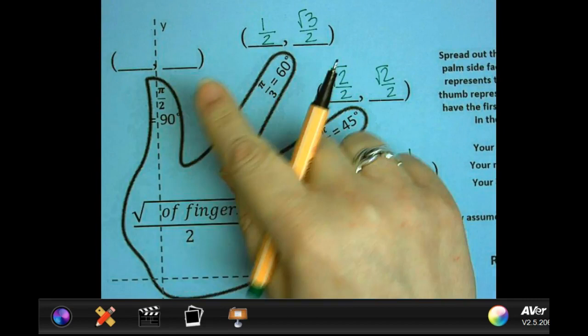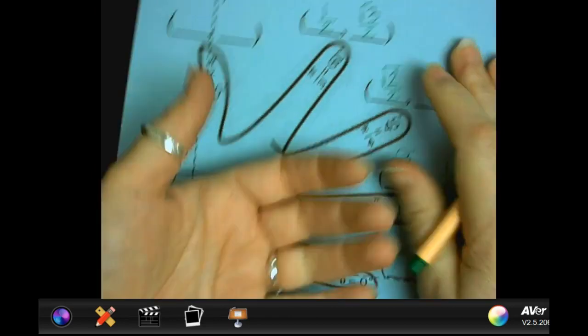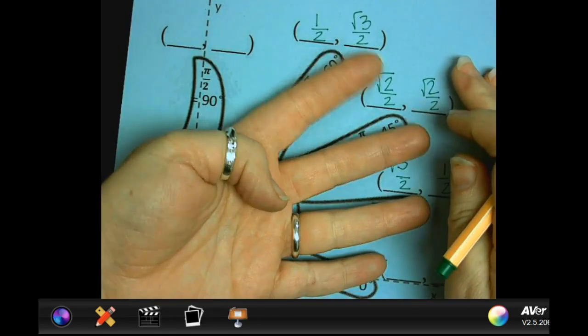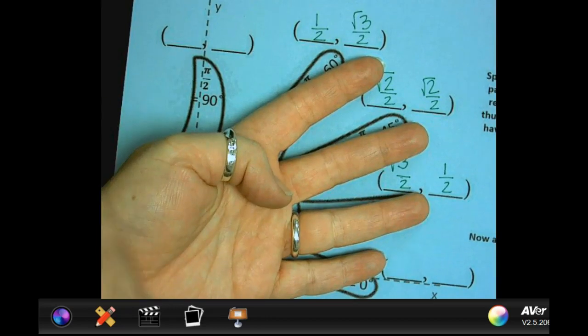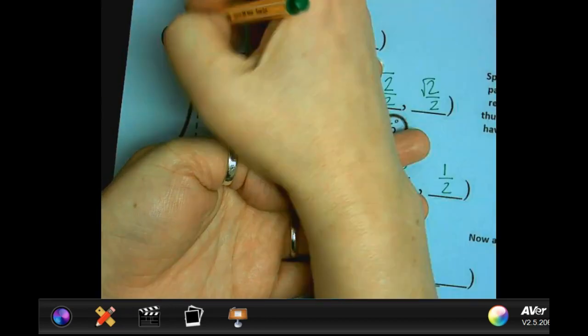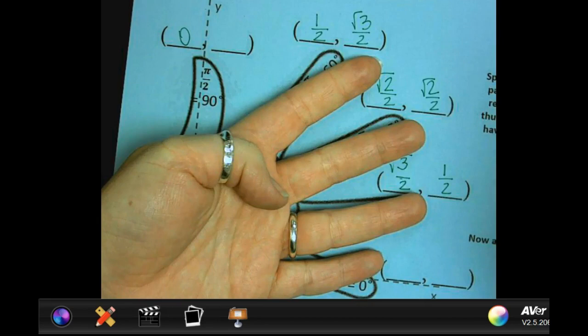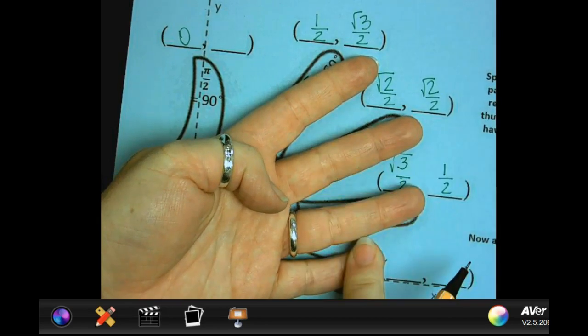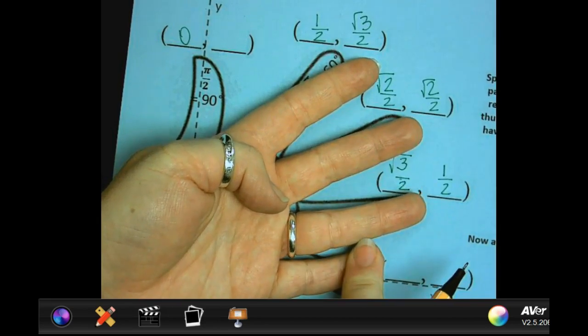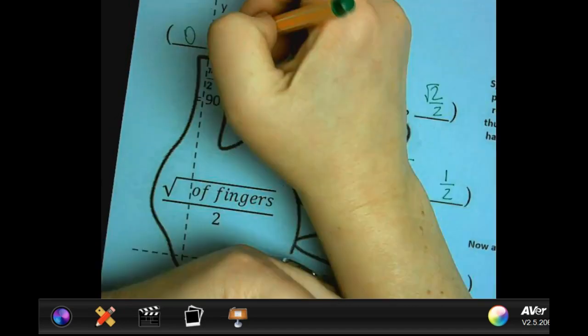Now let's talk about 90. Well, if I want 90, that means I'm pulling my thumb back, right? I have no fingers left on the left-hand side of my thumb. The x value is 0. I have 4 left right here. What's the square root of 4? 2. Over 2 is 1.